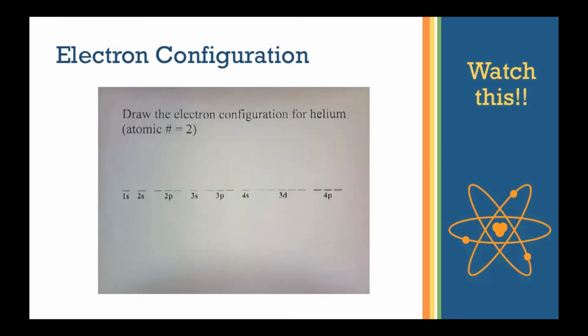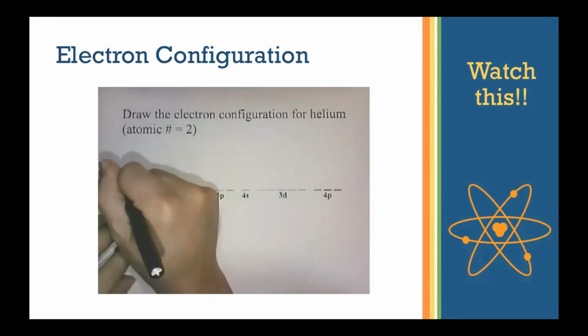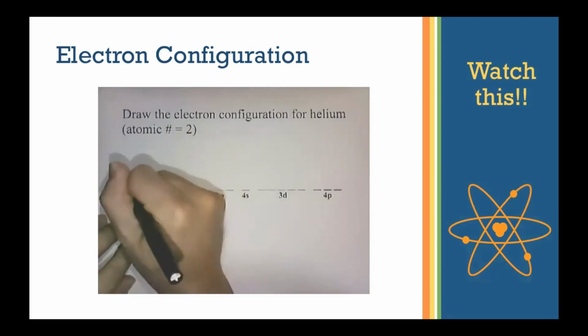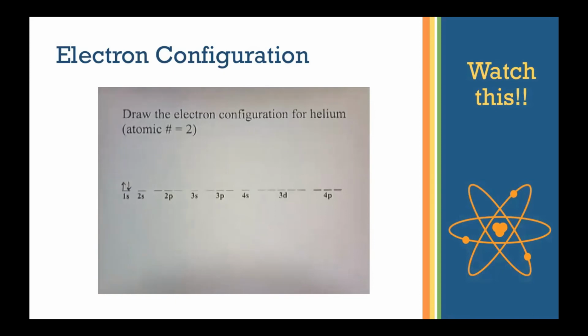Draw the electron configuration for helium. 2 electrons. 1, 2. And notice I put 2 arrows on here. Why? Because each orbital can hold a maximum of 2 electrons. Notice also that 1 arrow is up and 1 arrow is down. When 2 electrons occupy the same orbital, they have to spin in opposite directions. That's the Pauli exclusion principle.